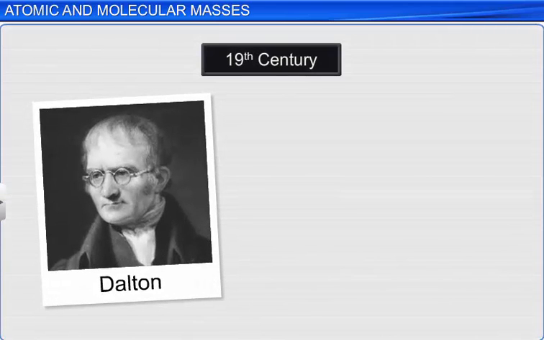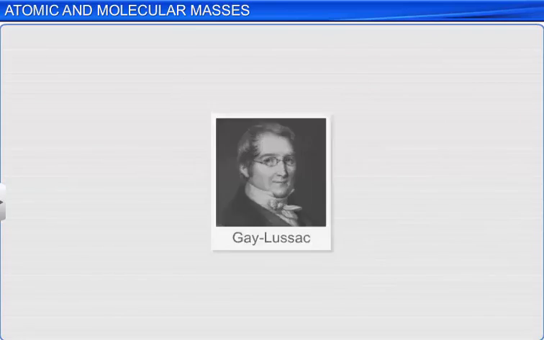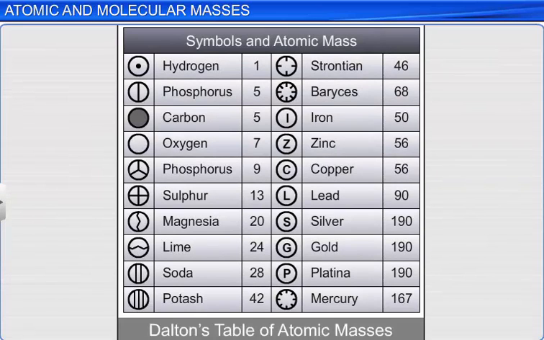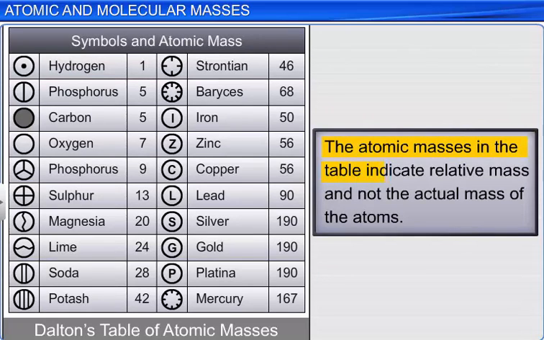In an attempt to find a solution to the problem in the 19th century, Dalton made some assumptions based on his findings. Based on his findings, Dalton assigned hydrogen a weight of 1. He used hydrogen as a standard for determining the atomic masses of other elements and published the first table of atomic masses. Note that the atomic masses in the table indicate relative mass and not the actual mass of the atoms, which means that the masses of elements is relative to the mass of hydrogen.